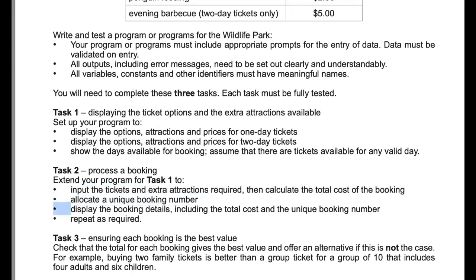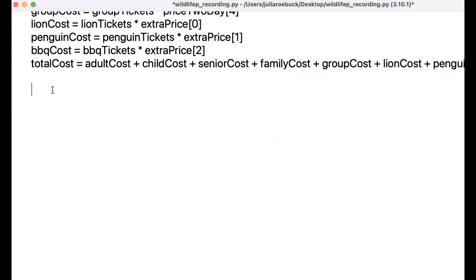So we're going to display the booking details next. We'll come back to allocating a unique booking number, display the booking details including the total cost and the unique booking number. Okay, so that's really nice and easy. All we have to do is print all of those number of tickets out and the cost in a nice neat way, and that's what we're going to do next.